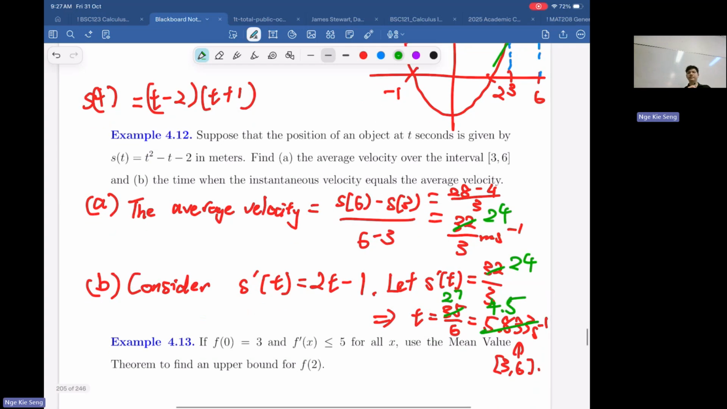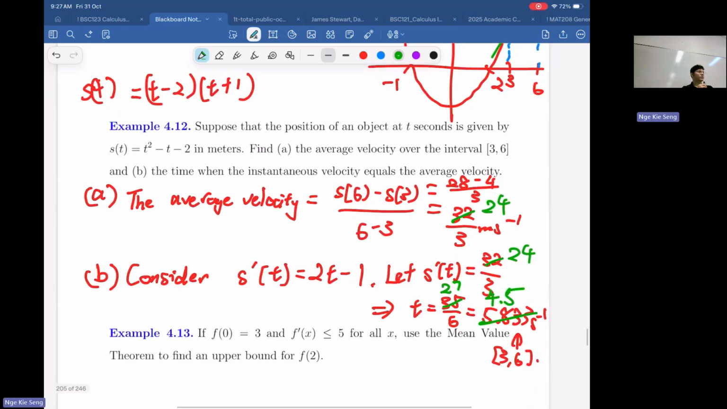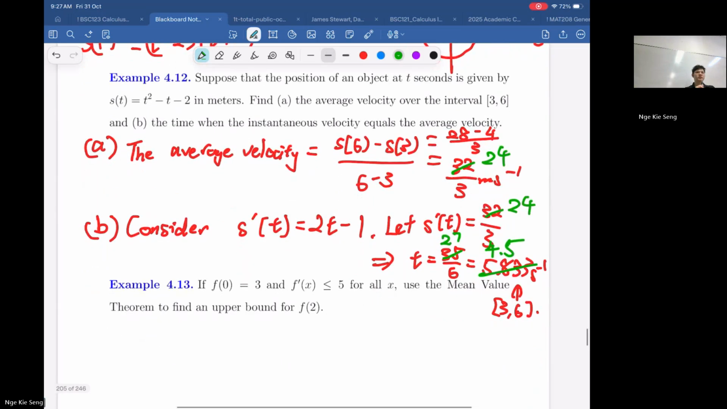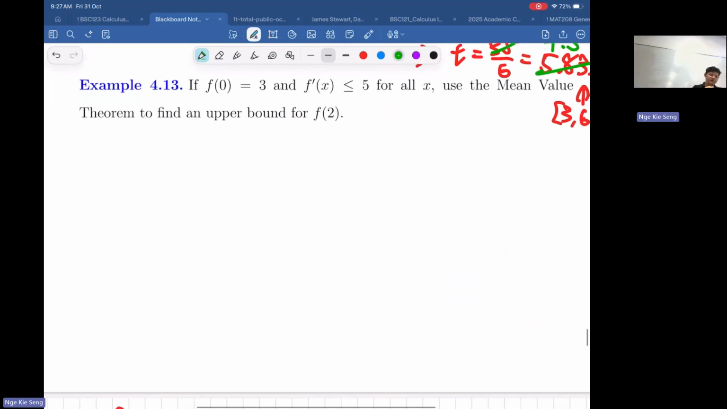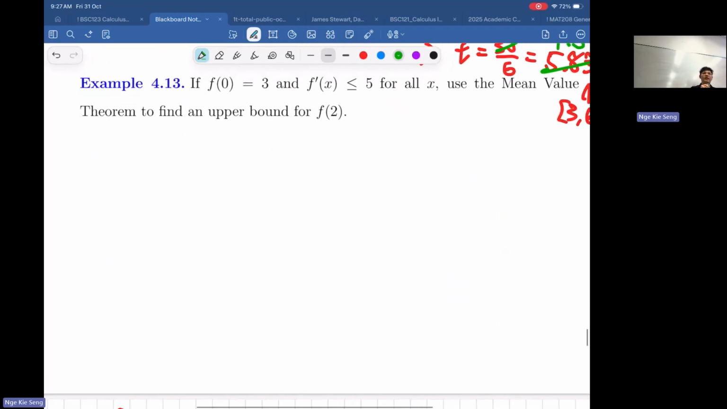Okay. So far, any more questions? No. Okay, so let's go to the next one. Now I told you that f of 0 is 3, and I told you that for all x, the gradient at all these points cannot be greater than 5. Use the mean value theorem to find an upper bound for f of 2.